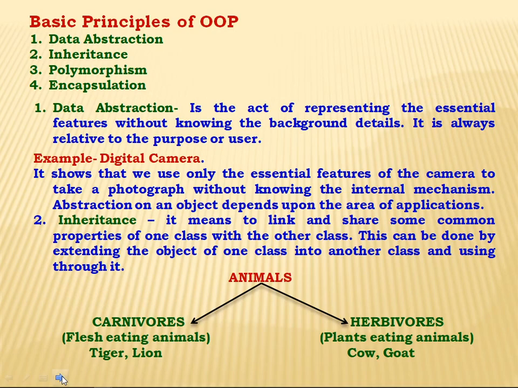Second is inheritance. It means to link and share some common properties of one class with another class. This can be done by extending the object of one class into another class and using it. Now let's take an example. What exactly is inheritance? Take the animals. Animals are categorized into two types, carnivorous and herbivorous. Carnivorous animals are flesh-eating animals like the tiger, lion, etc. And herbivorous animals are plant-eating animals, like cow and goat. So they are two different types of animals, carnivorous and herbivorous. What is common between them? That is the animals. Carnivorous take some properties of animals, and herbivorous also take some properties of animals.